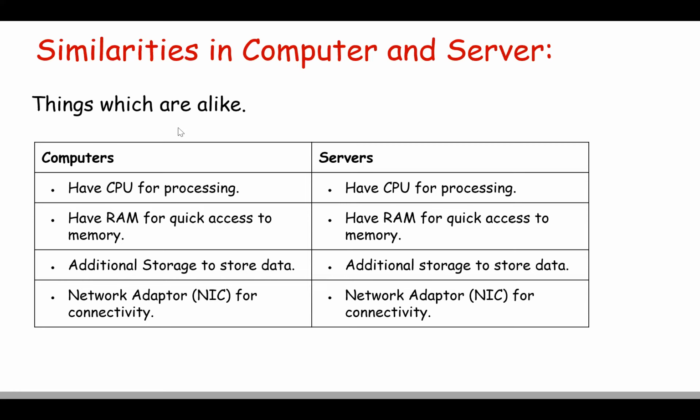So the difference between the computer and the server: let's discuss the similarities first, friends. Computer will have a CPU, server will have a CPU, right? Computer will have a RAM and the server will also have RAM. Computer will have additional storage to store data and server will have additional storage to store the data. It will have a NIC. Obviously, server will also have a NIC to communicate.